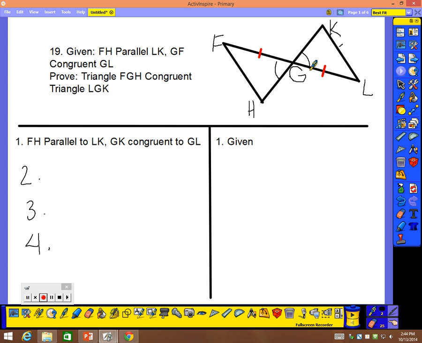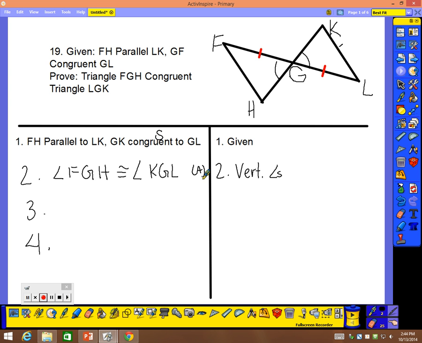So first let's write my information down. I already have my given, which gave me a side. And then I'm going to use my vertical angles. So angle FGH is congruent to angle KGL, and my reason is vertical. We'll just abbreviate that. And so I've got a side and an angle right here. So I probably need another angle because I don't believe I'm going to get a side.